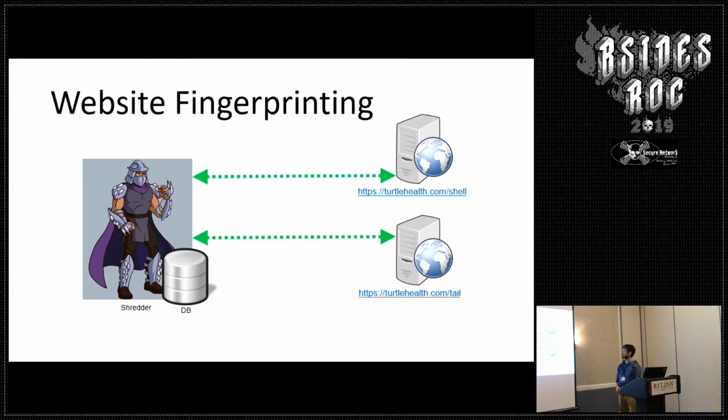So Shredder is going to create his own connections to turtlehealth.com. And he's going to be doing this to perform an attack called website fingerprinting. The attack takes 2 steps. So first is this preparatory step, where he makes these connections himself, and he goes to, say, the athlete shell page, and one to, like, curled tail disease or whatever it is.